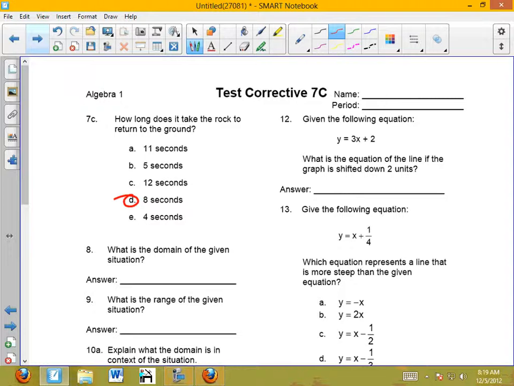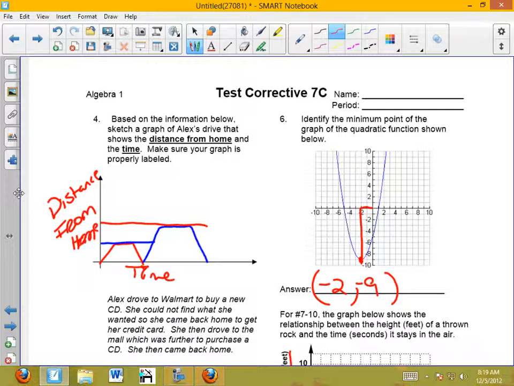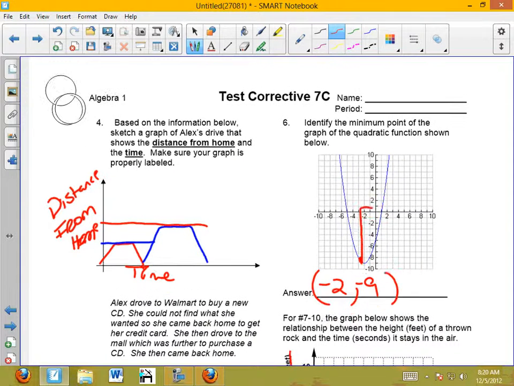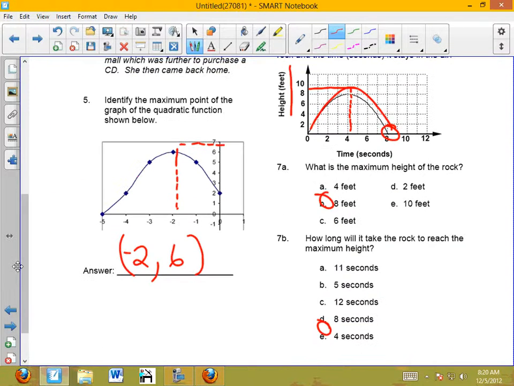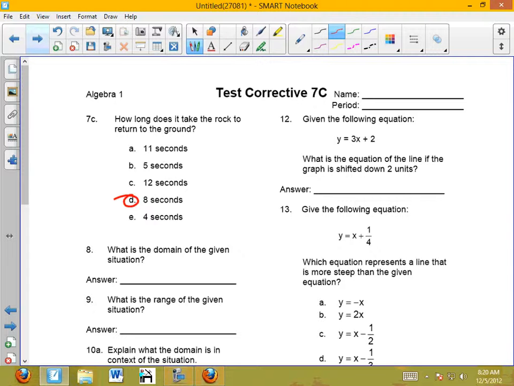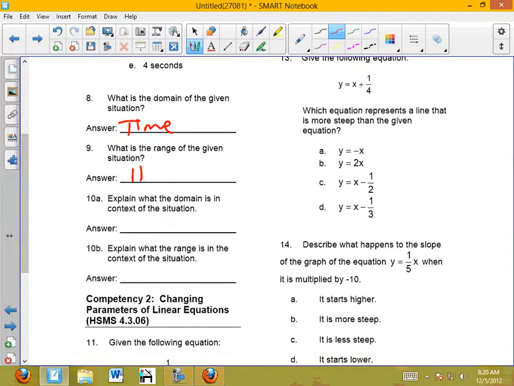What is the domain of the given situation? The domain is what value, the x or the y? The domain is the x value. And the x value is what? Time. The range is what? Time. You can put that. The range is height. Now, explain what the domain is in context to the situation.